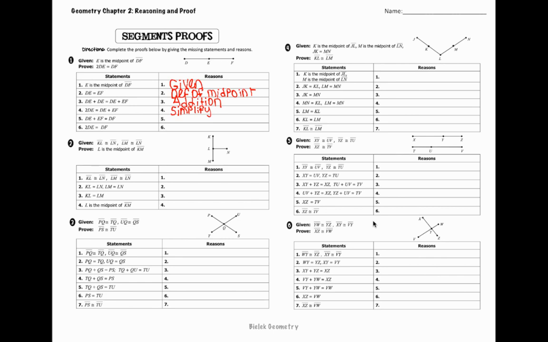DE plus EF is equal to DF. So on that one, they are using the segment addition postulate. So they're saying this plus this equals the entire thing. So we'd say segment addition.